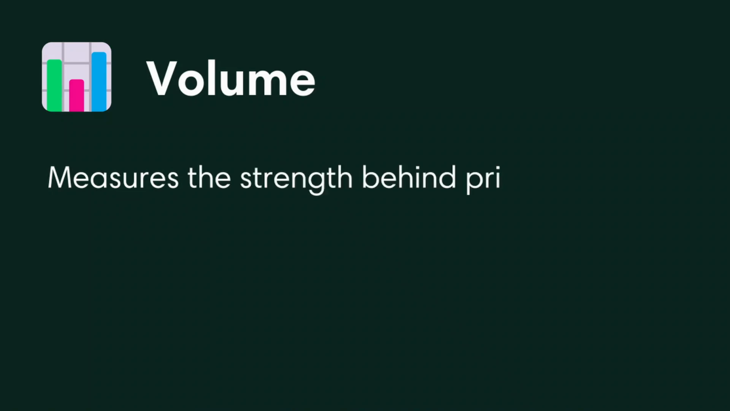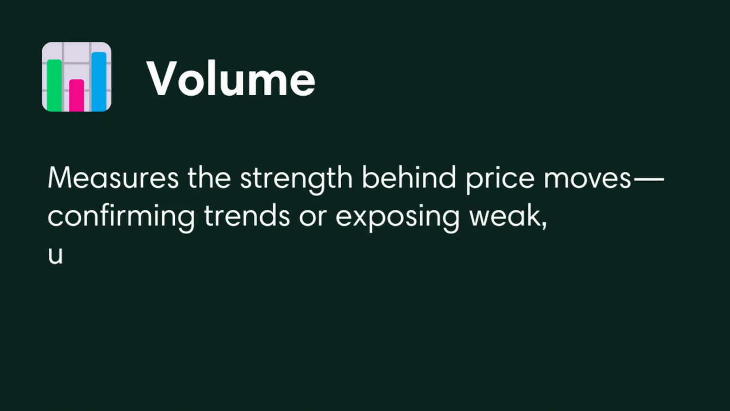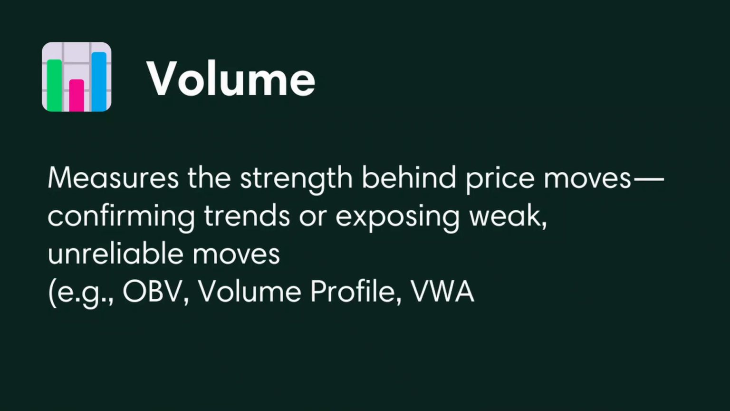And then third, we have volume. Volume is our lie detector. Price can fake, but volume exposes the truth. Volume profile shows you where business is done, VWAP shows value, OBV shows accumulation, and when volume confirms price, that is what matters.